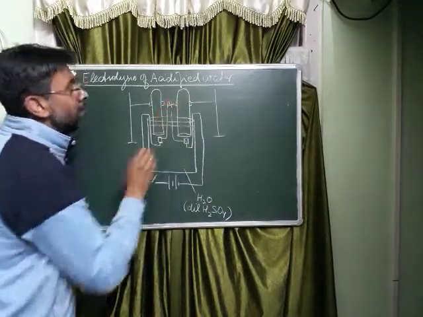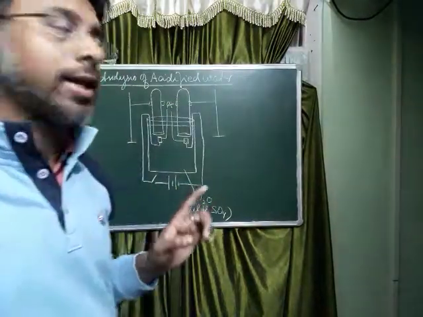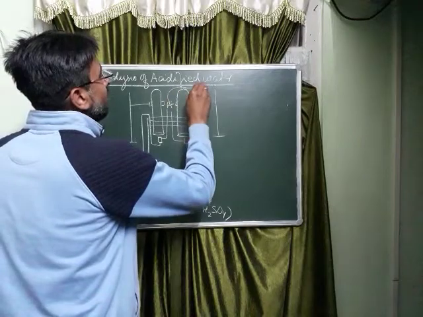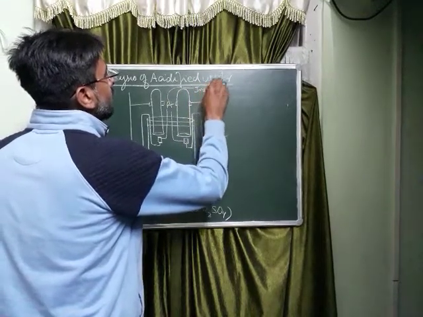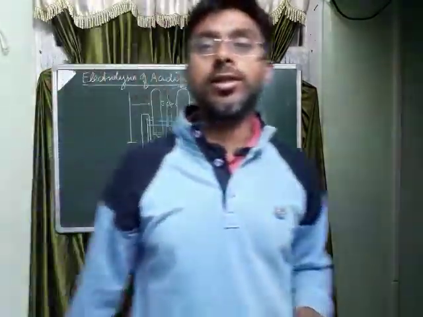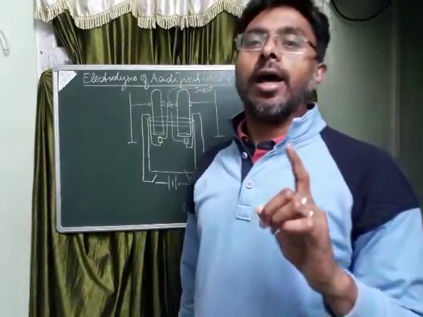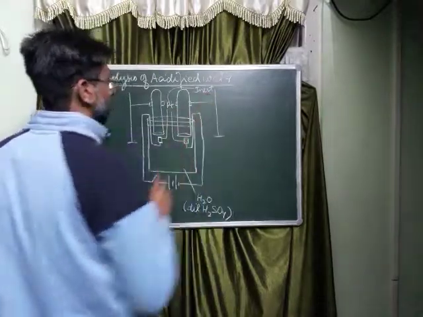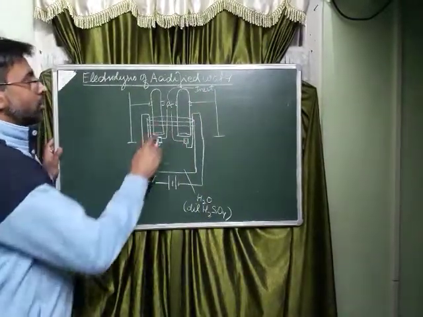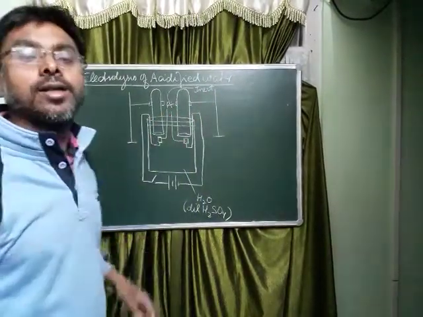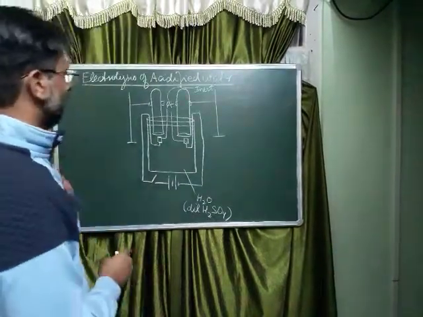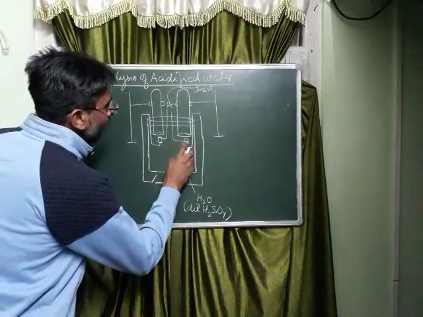platinum foil, metal platinum. Now this metal platinum is an inert electrode. I have discussed this in the third factor affecting selective discharge of ions. Platinum is an inert electrode which does not participate in the electrochemical reaction. It simply helps in the conduction of current only. Now these are two platinum foils.